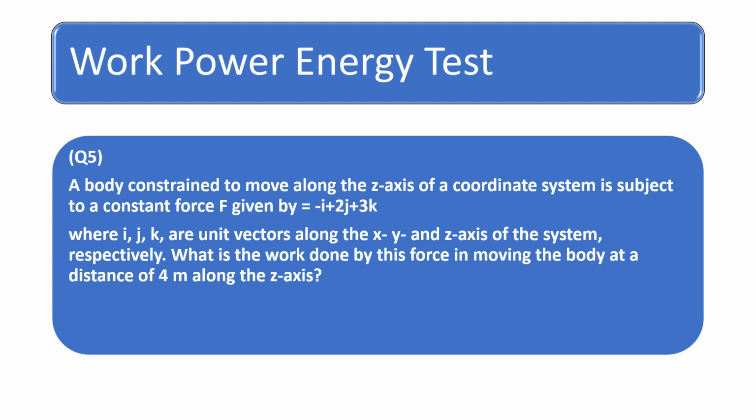Fifth question is: a body moves along the z-axis. The coordinates subjected to the force are this. So the force applied on the body is this, where i, j, k are the x-axis, y-axis, z-axis coordinates. What is the work done by the force if the body is moved a distance of 4 meters along the z-axis?